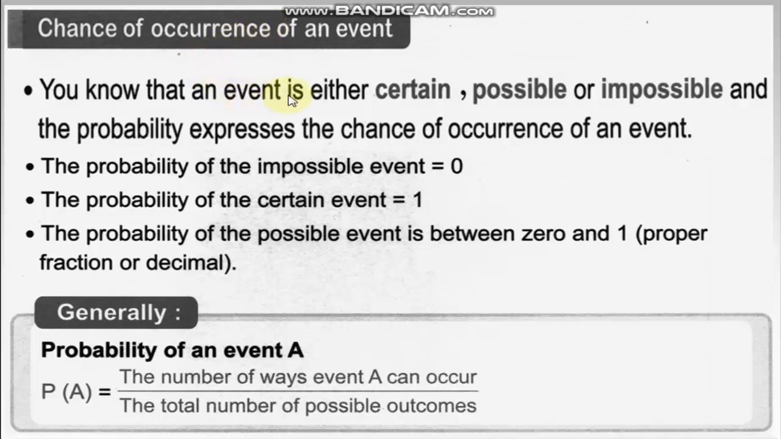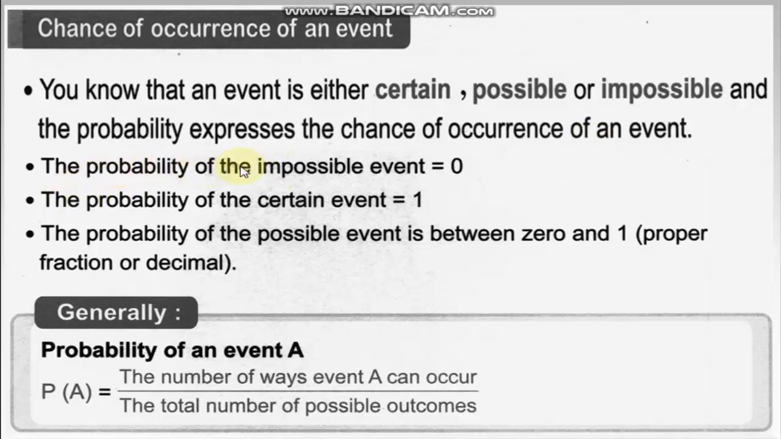You know that an event is either certain, possible, or impossible, and the probability expresses the chance of occurrence of an event. So we have three types of event: certain or sure, possible, or impossible.